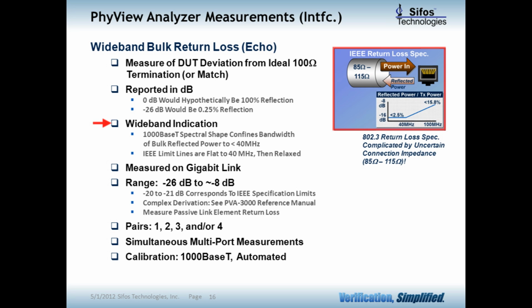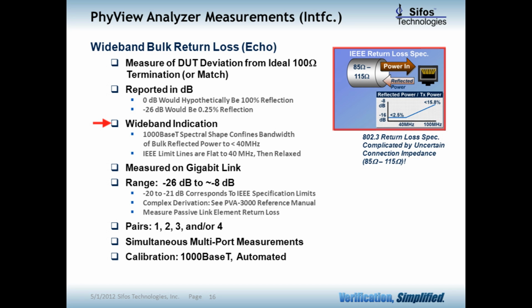IEEE 802.3 requirements generally plot return loss as a function of frequency, with the requirement that return loss remains below minus 16 dB up until 40 MHz, then rolls up to about minus 8 dB at 100 MHz. 802.3 requirements are further complicated by the requirement that the measuring entity ranges from 85 ohms to 115 ohms in order to account for the effects of Category 5 cable characteristic impedance variation.